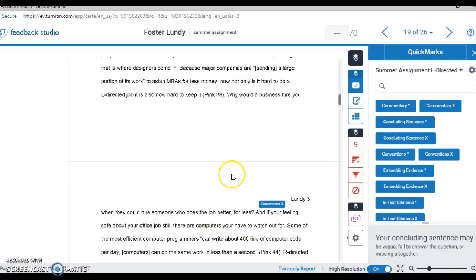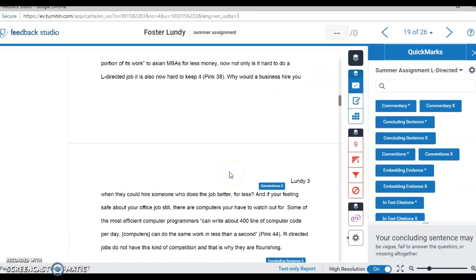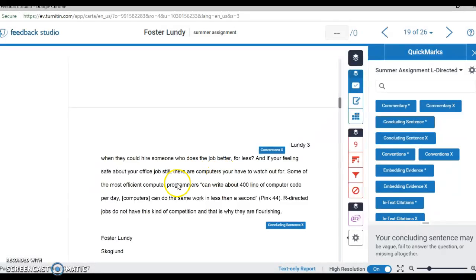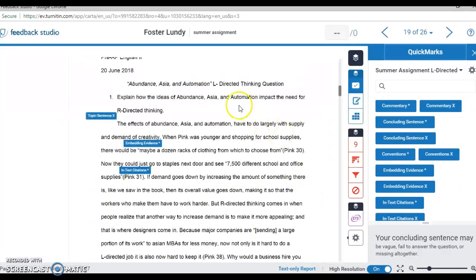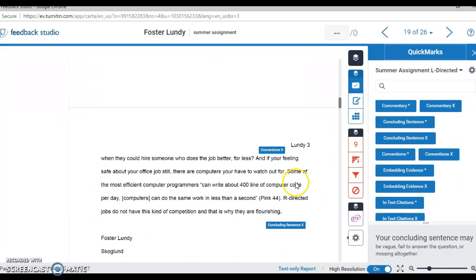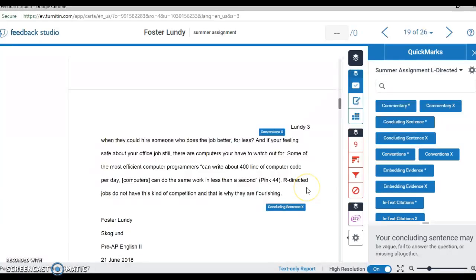Next, I looked at your commentary. I definitely think you're on the right track with commentary in that you're not just literally summarizing the quote. I also like, and I'm going to look at this one about automation, that you are trying to tie it back to the question, which is about R-directed thinking, so you're trying to make that connection.